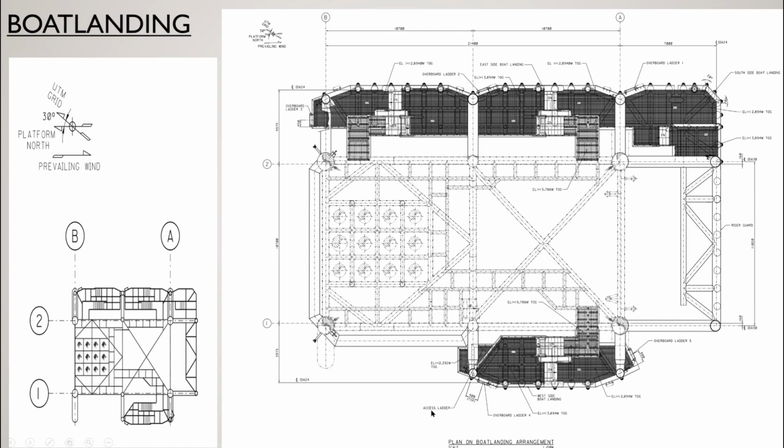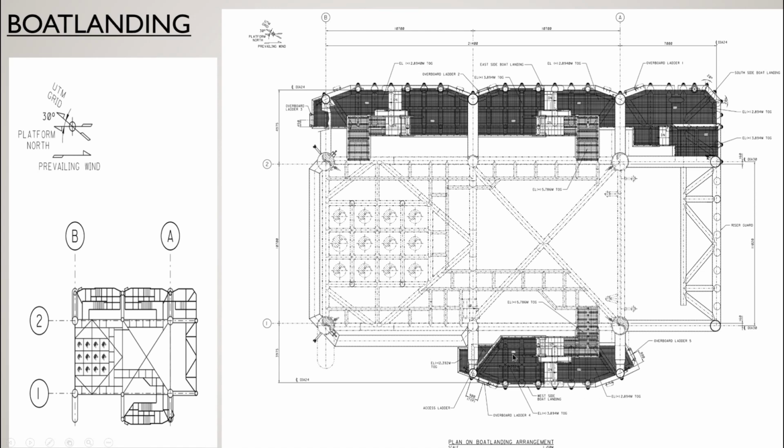As you can see here, these are the access ladders, and these ladders go down to the boat, and these are the overboard ladders. They reach the boat. This is the west side boat landing, this is the east side boat landing, and it has two elevations as you can see over here: 3.89 meter top of grade, and here 2.89 top of grade. This is the upper and this is the lower boat landing.